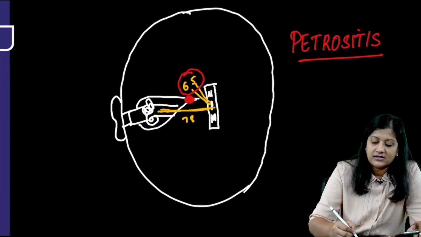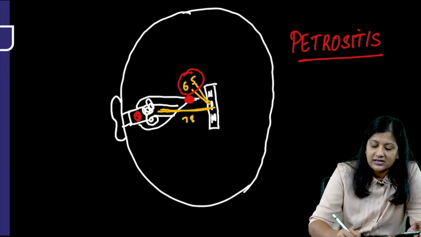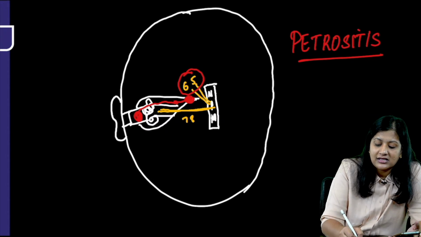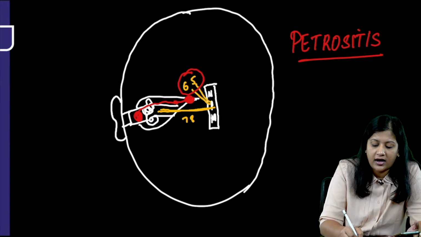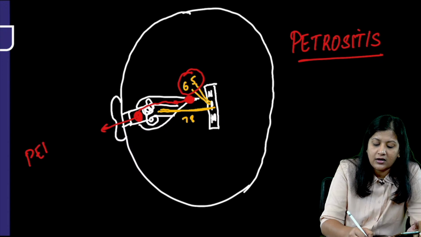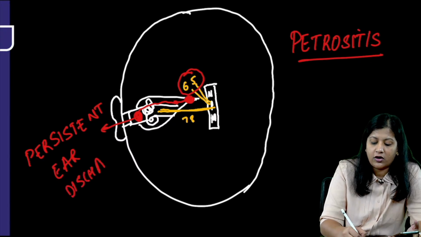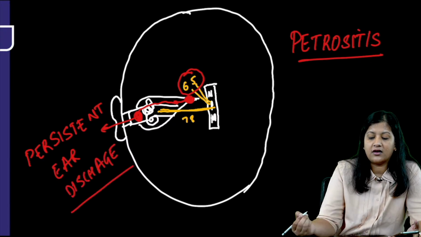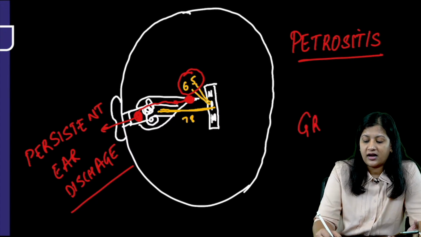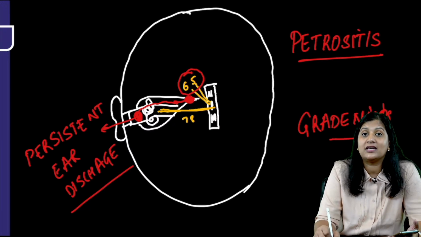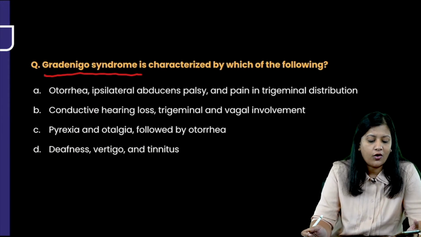Primarily because there is a middle ear disease, and this middle ear disease has led to petrositis, and this disease is a chronic suppurative otitis media presenting to you with a persistent ear discharge. So this condition where you have a persistent ear discharge, where you have got 6th nerve involvement and you have got a 5th nerve involvement, we call this triad as Gradenigo's triad, and Gradenigo's triad is a feature that you see in petrositis. So I'm sure all of you know the answer.